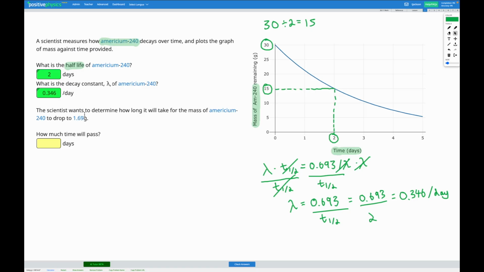We're going to use that to answer this question. We're going to figure out how long it will take for the mass of americium-240 to drop to 1.69 grams. Now, 1.69 isn't a perfect number where we can just take 30 and divide and divide and divide. We'll never get 1.69 because it's not an exact multiple of the half-lives. So that's where our new equation and the decay constant is going to come in.